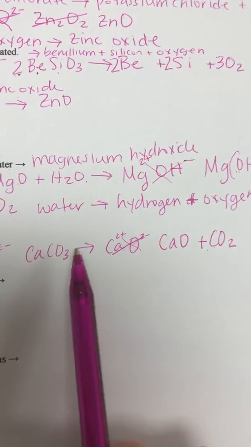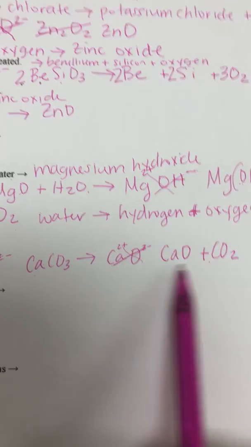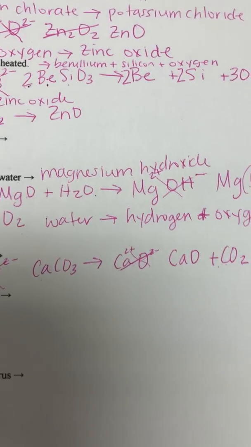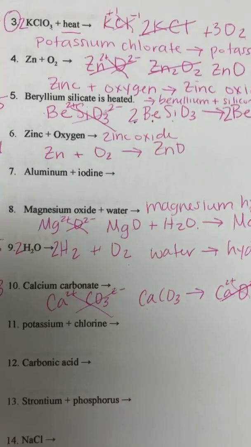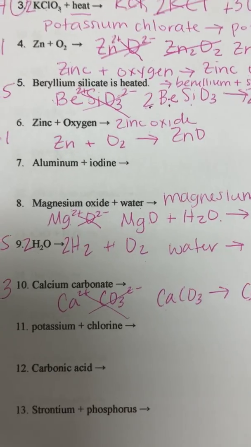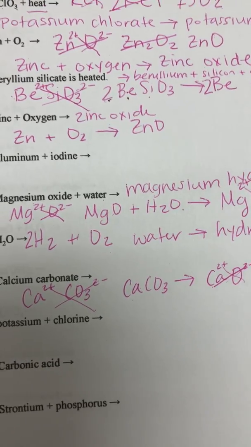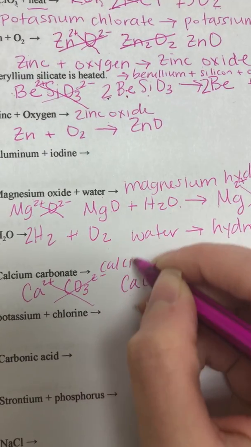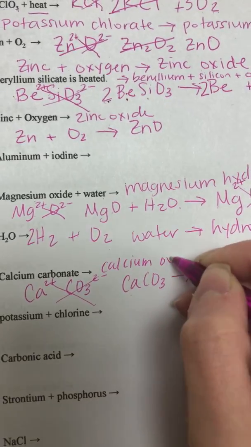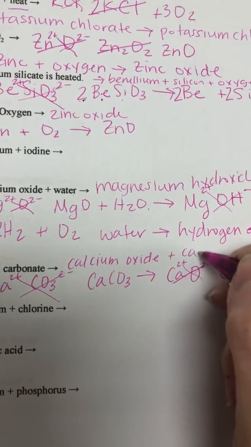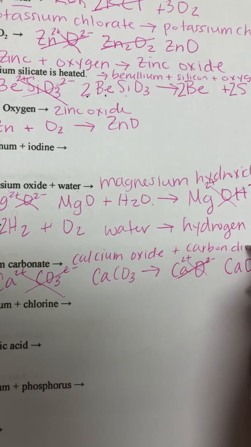Let's check and make sure it's balanced. I have 1 calcium, 1 calcium, 1 carbon, 3 oxygens, 1, 2, 3 oxygens. So I'm balanced. So all I need to do is finish filling in my word formula. So I know my rule sheet told me I was going to make a metal oxide. So really all I have to determine is what my metal is, calcium oxide, and it also told me I was going to make carbon dioxide.